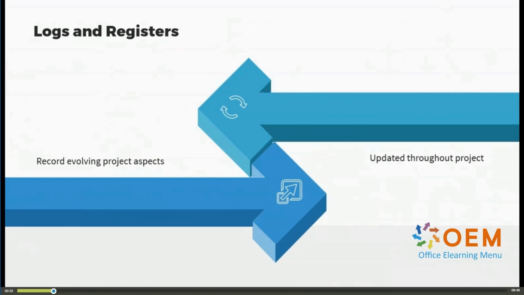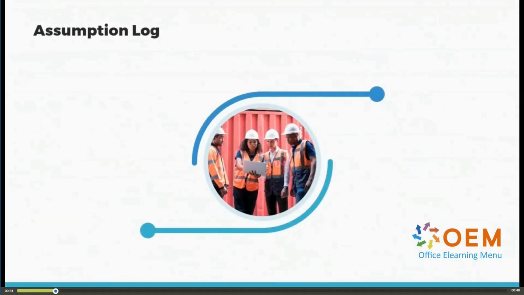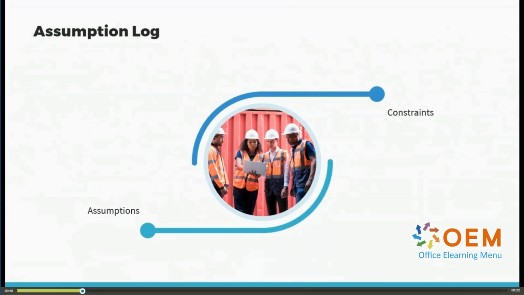project management. Let's start with the assumption log. Now, as you can guess from the name, the assumption log is a repository for capturing and managing assumptions, but it's also used for capturing the constraints that underpin a project. Assumptions are factors or conditions that are believed to be true, but maybe haven't been verified yet. And meanwhile, constraints are restrictions or limitations that could impact the project's execution.